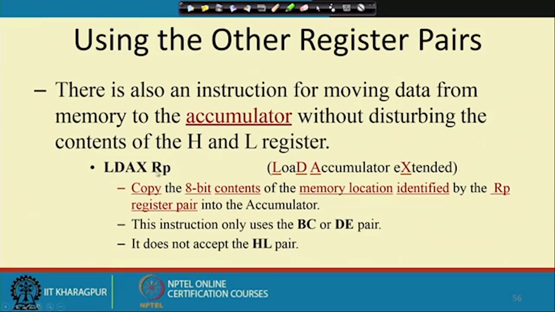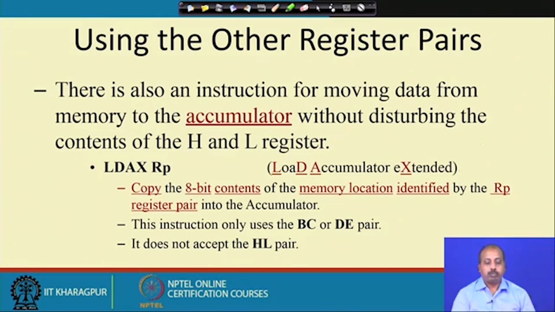If you say LDAX B, the operation is that the accumulator will get the content of the memory location pointed to by the BC pair. If it is LDAX D, the accumulator will get the content of the memory location pointed to by the DE pair, but it will not accept the HL pair. So, LDAX H is not a valid instruction.